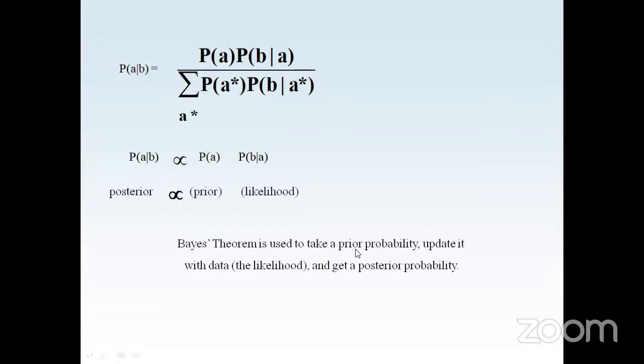So Bayes' theorem is used to take a prior probability, update it with the data, that is the likelihood, and get the posterior probability.